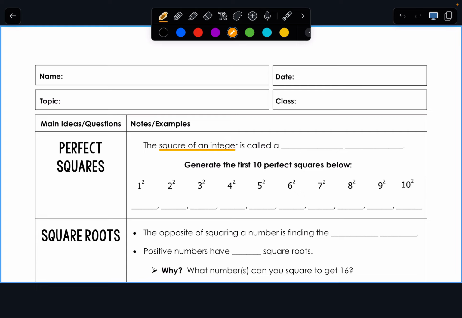Okay, so these cute little 2's are what we call exponents. And when it's a 2, we call it a square. So this says 1 squared, 2 squared, 3 squared, 4 squared. Okay? And when we do that, our answer is what we call a perfect square.